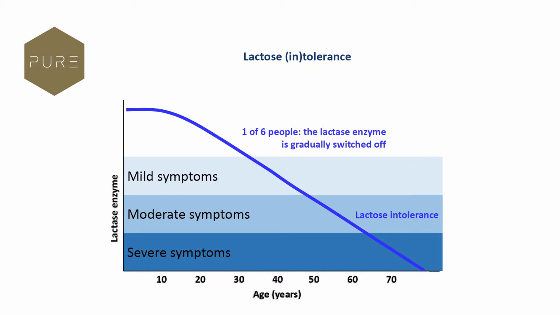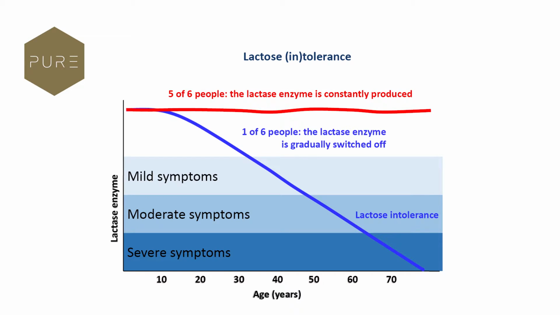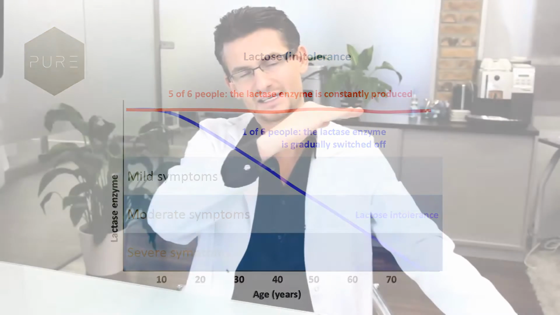And this is what happens in these people. 5 out of 6 people with European ancestry produce the lactase enzyme constantly, and they never produce symptoms of lactose intolerance. So the question is, if this is the variation, the mutation, the abnormal thing, why is it so common in European ancestry? And that's actually quite an interesting story.